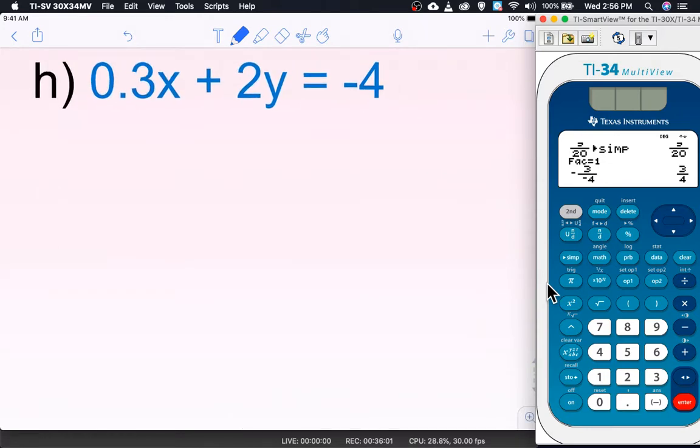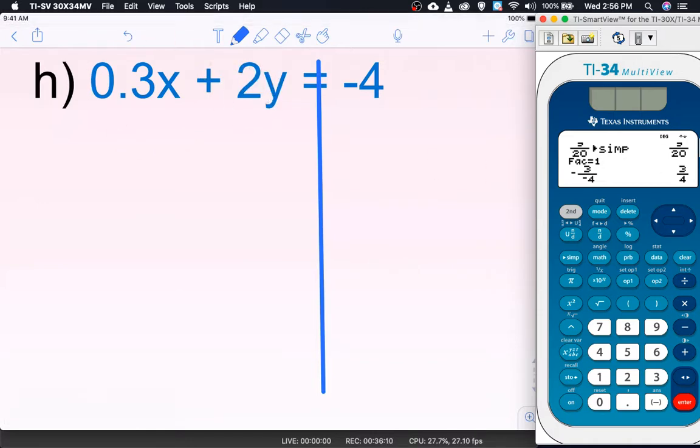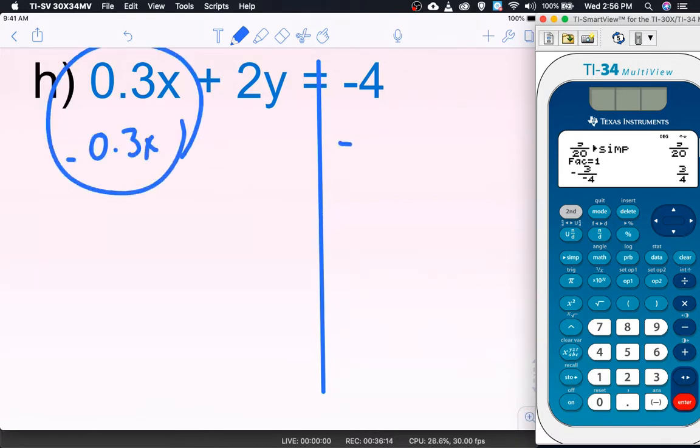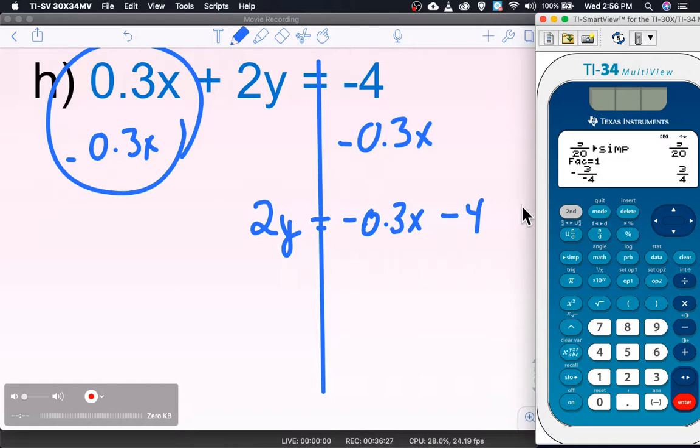Letter H. In order to get the y by itself, I'm going to divide by this 2 last. So I'm going to subtract 0.3x on both sides first, giving me 2y equals -0.3x minus 4. So I just brought both pieces down because they are not like terms and they cannot be combined together.